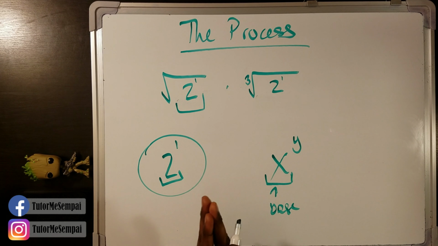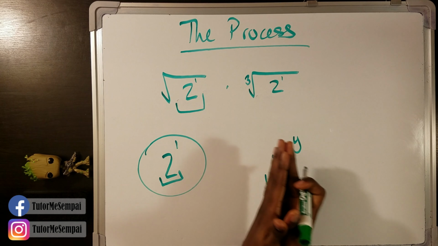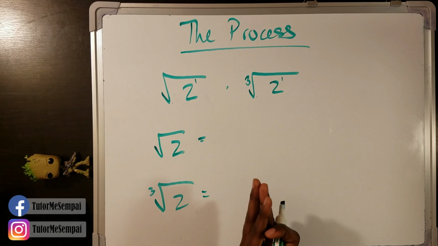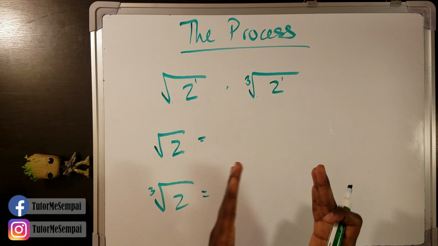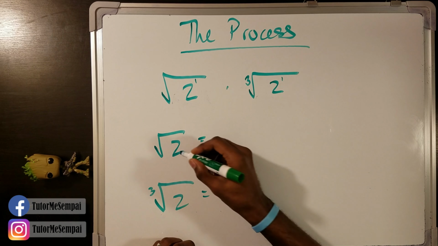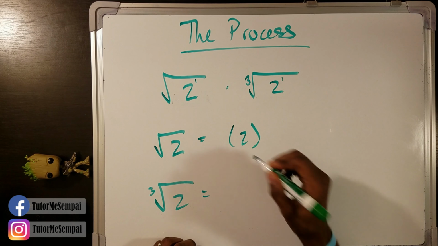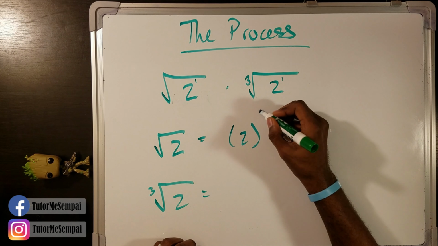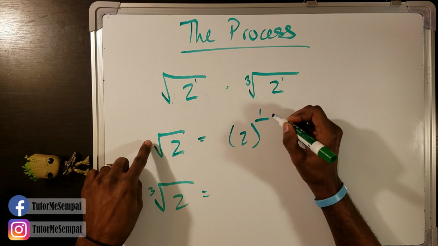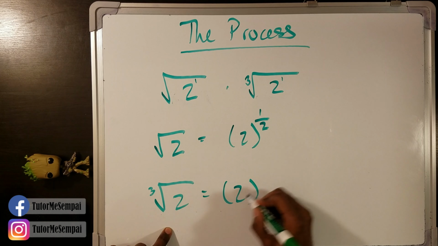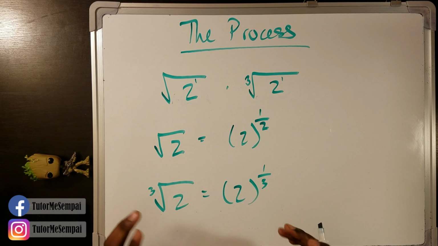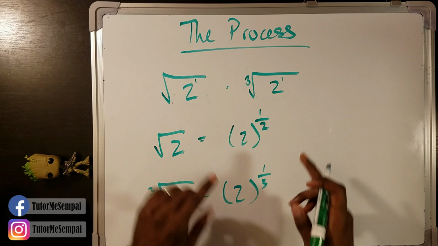Now we need to know how to turn this radical into exponent form. If you recall in our first video when we talked about what a radical is, we discussed how to go from radical form to exponent form. And that was simply taking our radicand, putting it in parentheses, and then raising it to 1 over whatever the index was. So in this case, it's going to be a 2. In this case, it's going to be a 3.